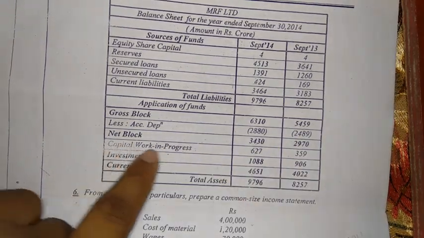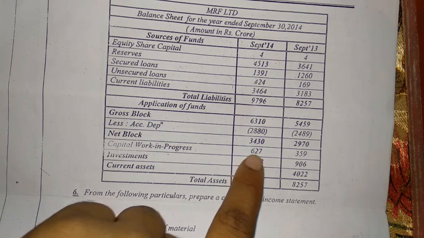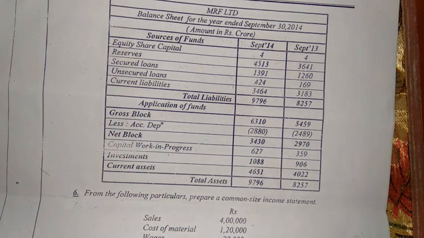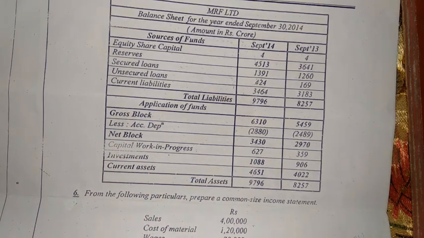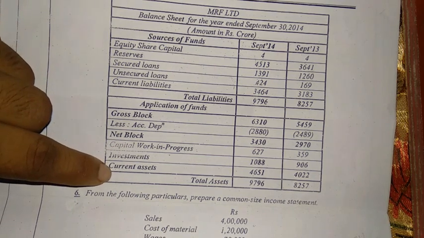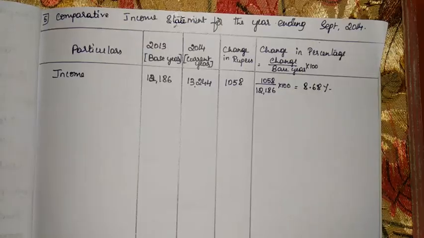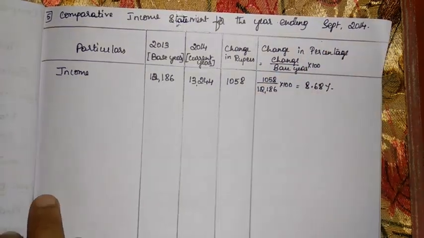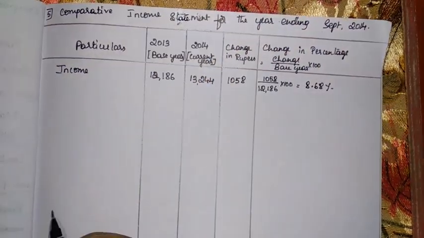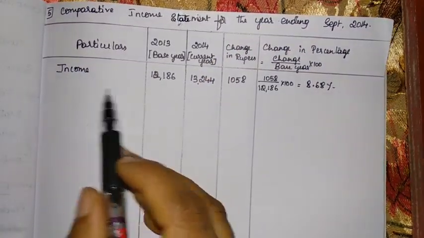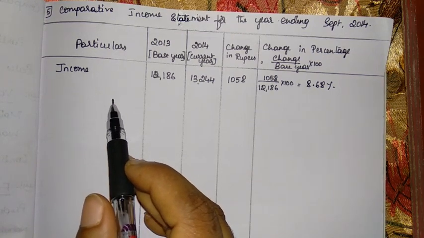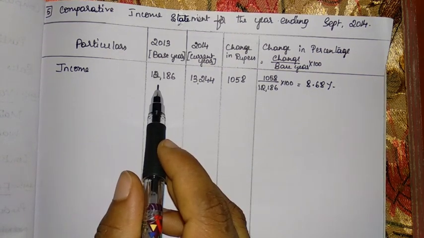Then there is capital work in progress. So net block and capital work in progress are considered as fixed assets. Then investment and current assets. Yes, we'll go for this. Comparative income statement for the year ending September 2014. First we have to take income from sales or any other source. The total income is given here, so we take that only.